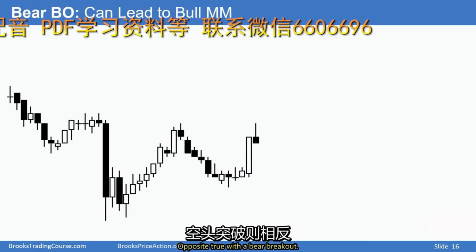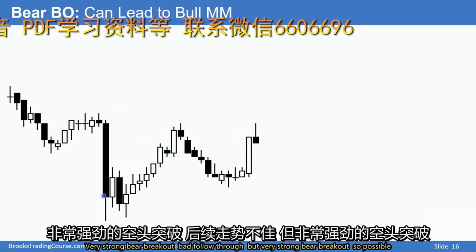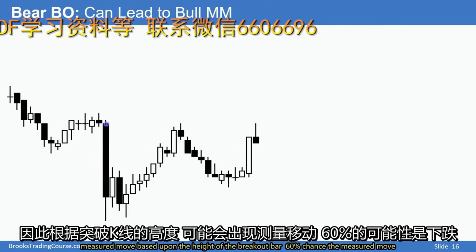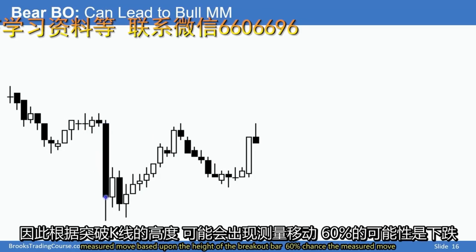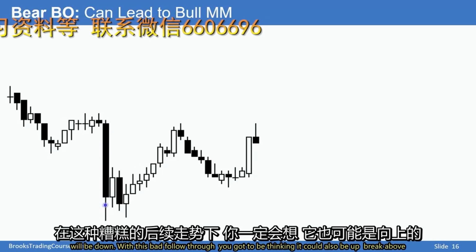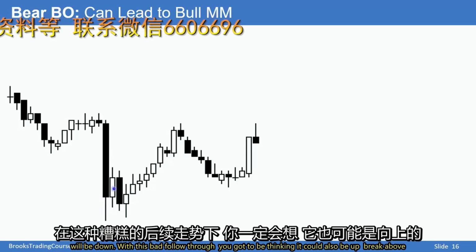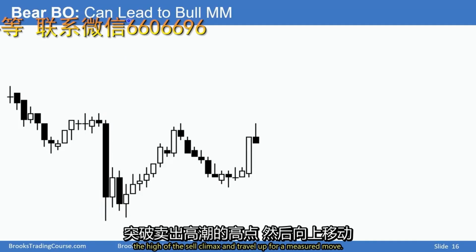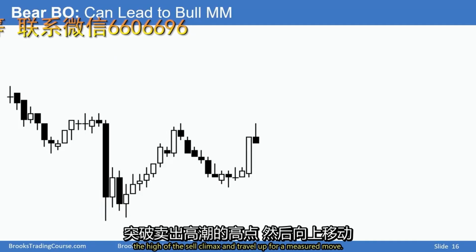Opposite true with a bear breakout. Very strong bear breakout. Bad follow through, but very strong bear breakout. So possible measured move based upon the height of the breakout bar. 60% chance the measured move will be down. With this bad follow through, you got to be thinking it could also be up. Break above the high of the sell climax and travel up for a measured move.